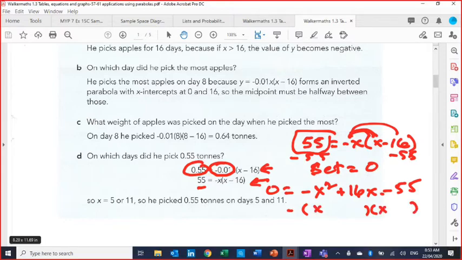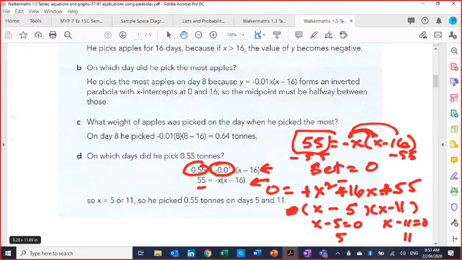Factor out that negative. The 2 factors of 55 that combine to make 16 are 5 and 11. In order to get them to add up to make that, but make a negative, well, what we can do is just change all those signs because I don't like that negative in front anyway. So to multiply to make 55, but to give you a negative 16, they both need to be negative. And then set them equal to 0 and solve. So you get 5 and 11.